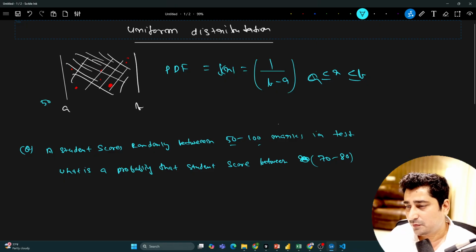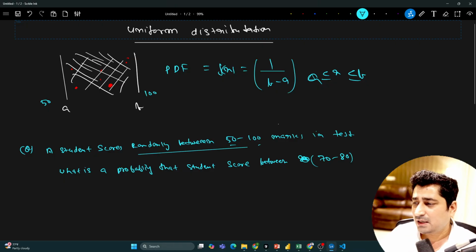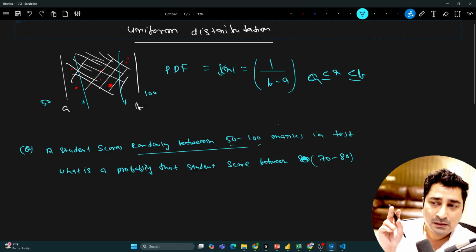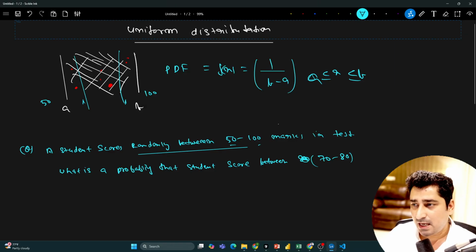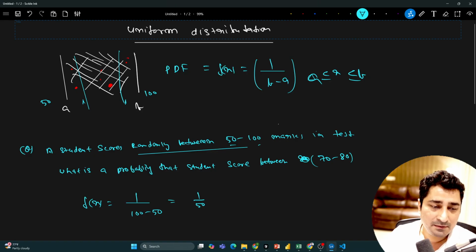So let's suppose my A is equal to 50 and my B is equal to 100. This is something given to me. Now the question is, what is the probability that a student scores between 70 to 80? Obviously 70 to 80 falls within this range, and as per the uniform distribution, the chances of this event are equally likely across this region. So I can use this f of x, the probability density function. First of all, B minus A: my B is 100 minus A, which is 50, equals 1 by 50. So this is my f of x.